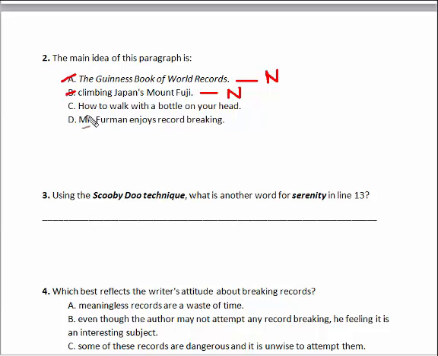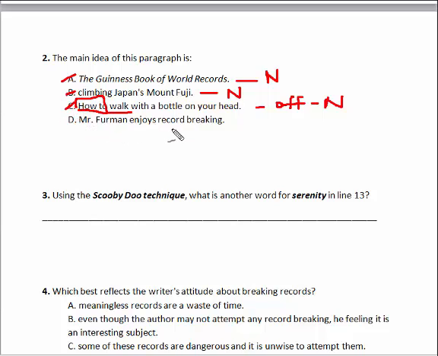C, how to walk with a bottle on your head. First of all, it never teaches you how to do it, so that's going to be off topic. And second of all, walking with a bottle on your head is a detail, not from the topic sentence, and therefore it is too narrow. That can be crossed out for 2 reasons.